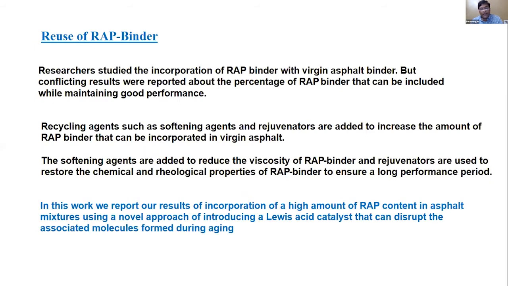Before that, a lot of other people tried to use a percentage of RAP binder with the virgin binder for the road pavement. People used different techniques, some using softening agents or rejuvenators, which are different kinds of oils, to reduce the viscosity of the binder. In my work, we concentrate on reversing some of the chemical changes happening in the RAP binder, so that we can use a higher percentage of RAP binder. We want to chemically reverse the changes happening during aging.